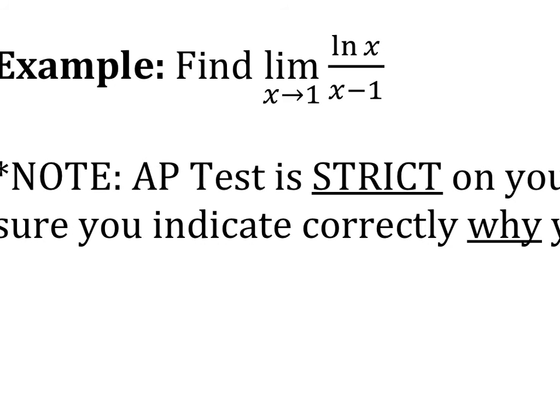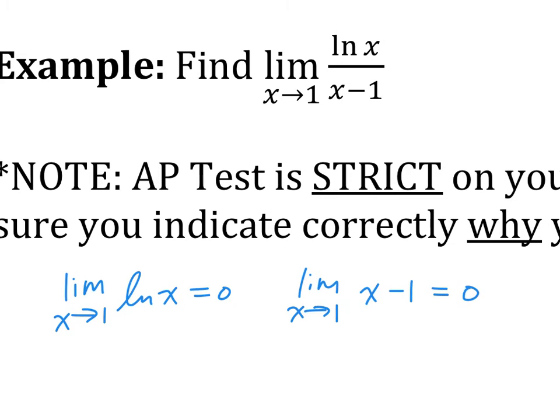The only way you can do is you need to evaluate the limit of the upper function and the lower function separately. So you're going to write limit as x goes to 1 of natural log x is equal to 0. Limit as x goes to 1 of x minus 1 is equal to 0. So you are proving that the top and bottom go to 0 separately. You're not going to write equals 0 over 0.